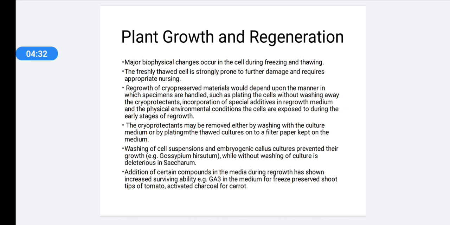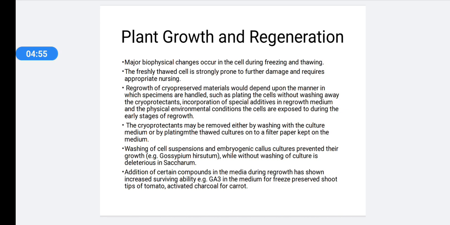Washing of cell suspensions and embryogenic callus cultures prevented their growth, while not washing the culture is deleterious in Saccharum. So it will depend upon species to species, and it will also depend upon the type of cryopreservation or the methods which we have followed during this cryopreservation.